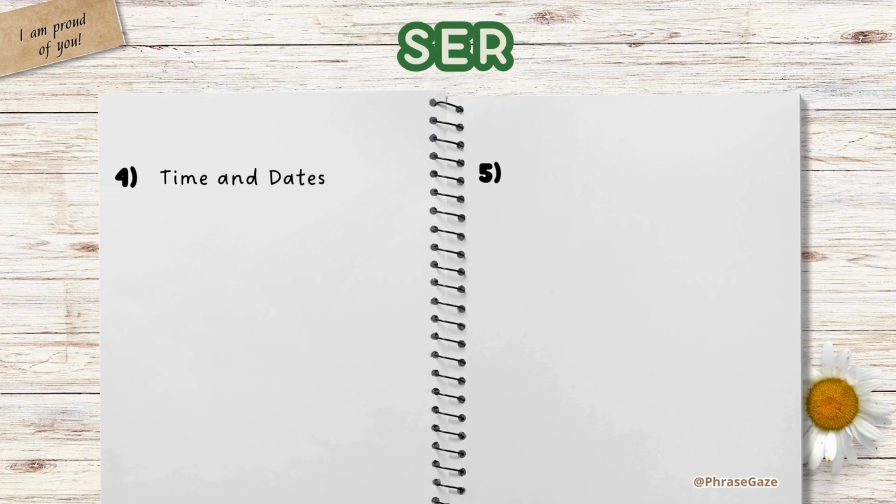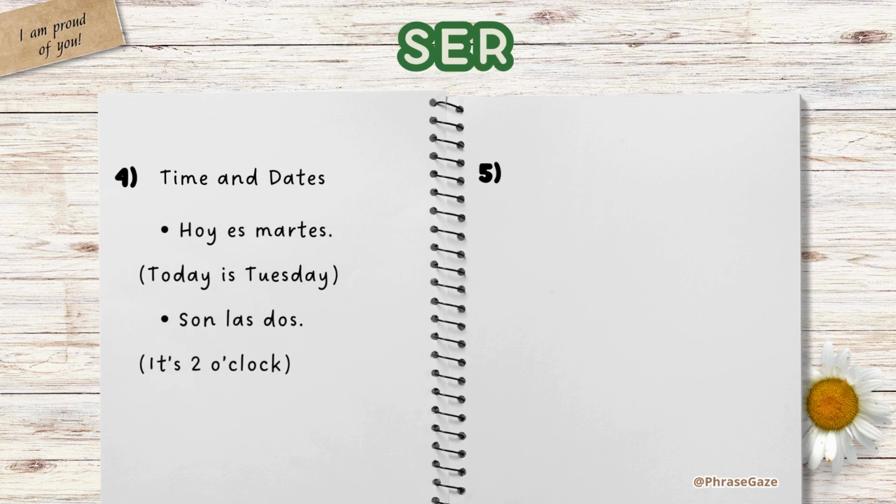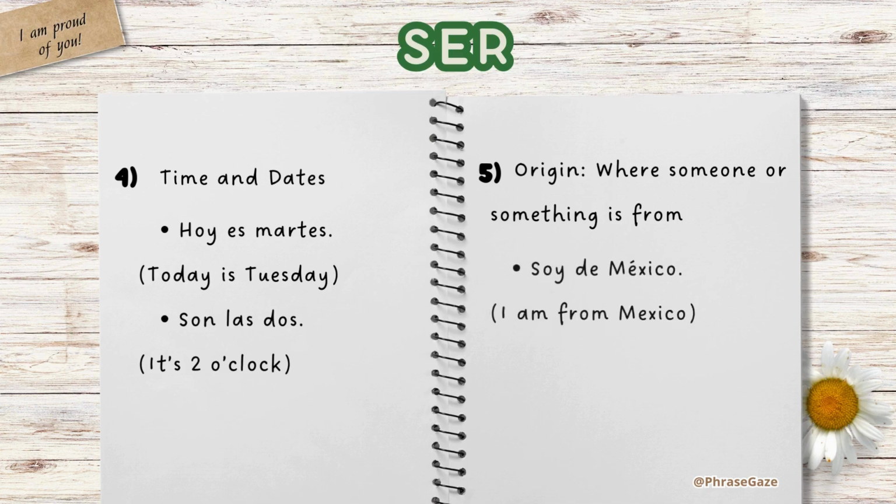4. Time and dates. Remember, time and dates are constant and don't change, so we always use ser in these situations. For example, Hoy es martes. Son las 2. 5. Origin. When you want to say where someone or something is from, this is a permanent fact about me. Where I'm from doesn't change. For example, Soy de México.